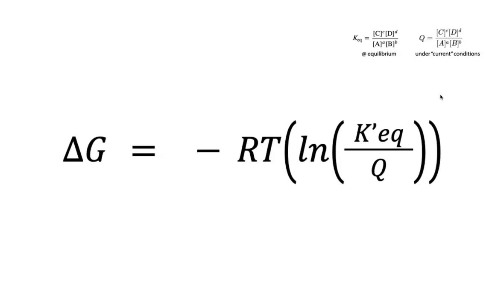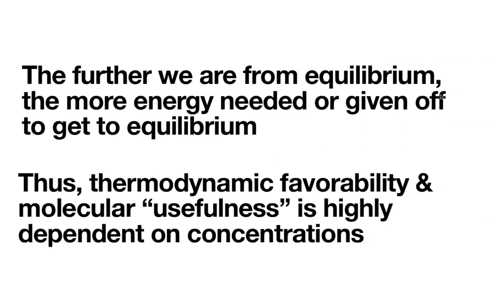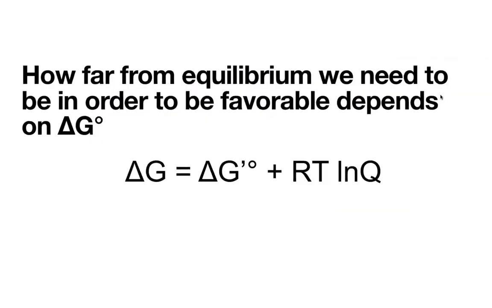But as that Q gets bigger, that number gets more and more negative, which is going to make the whole equation more and more positive. So the further you get from equilibrium, the more energy that's needed or given off to get to equilibrium. And therefore, the thermodynamic favorability and molecular usefulness is highly dependent on concentrations.